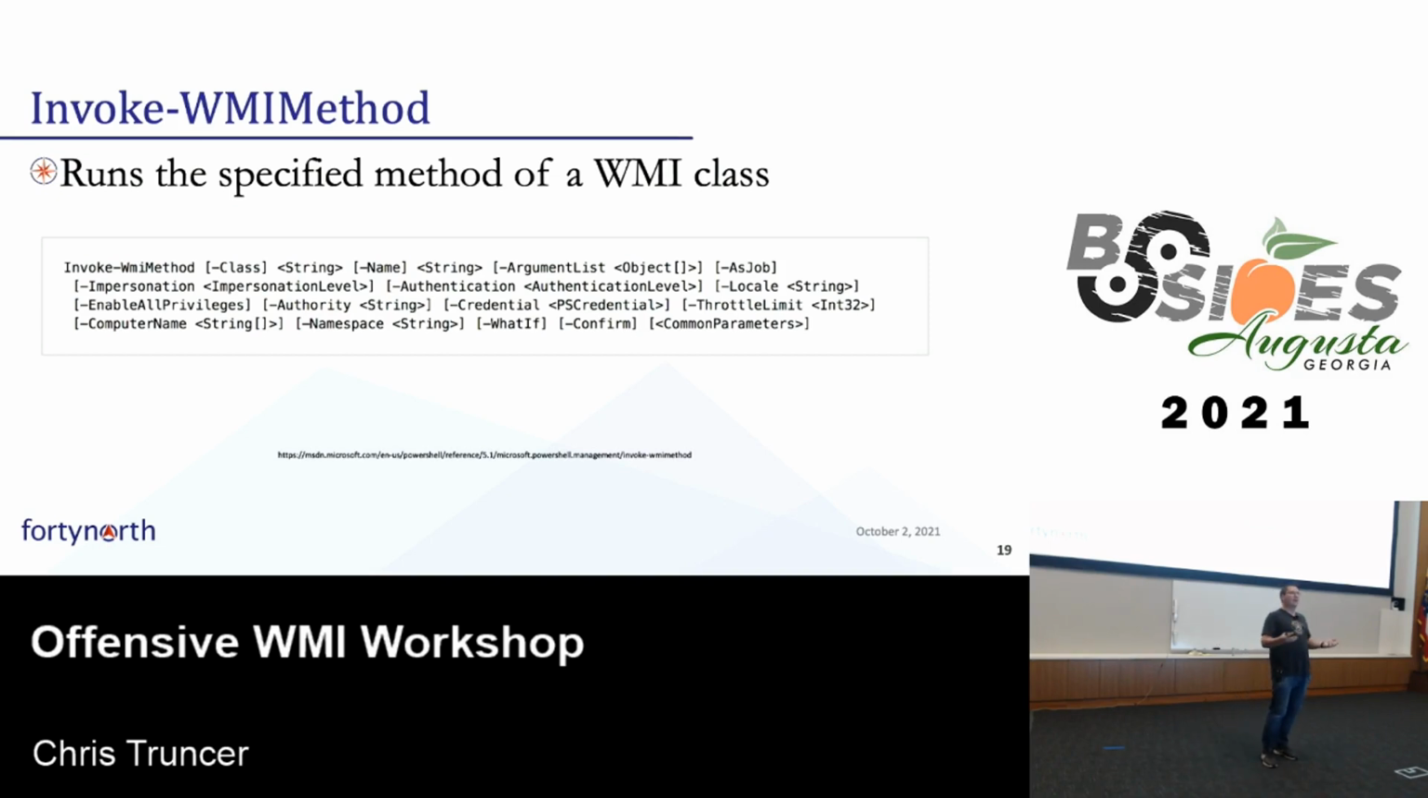Well, if I want to create a process or kill a process, one way that we would do so is to run a method of a class. There's a method called Create where we can start processes locally or remotely, and we would do so using this PowerShell cmdlet, Invoke-WmiMethod.